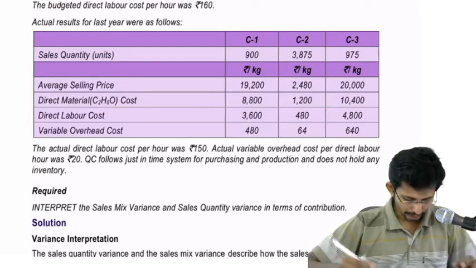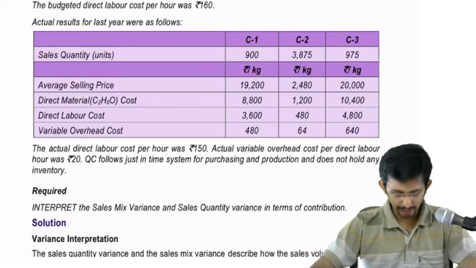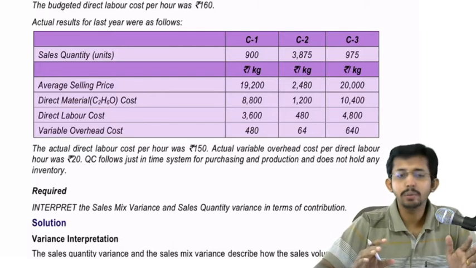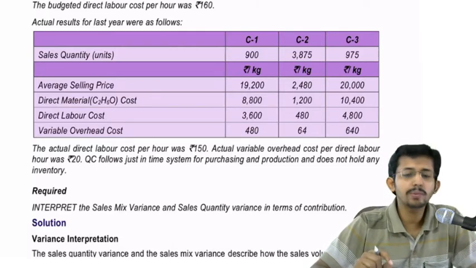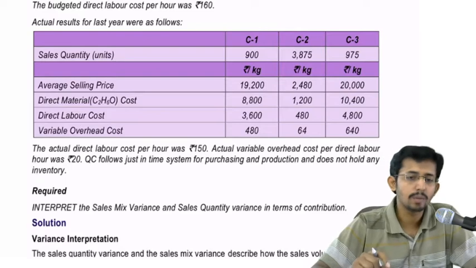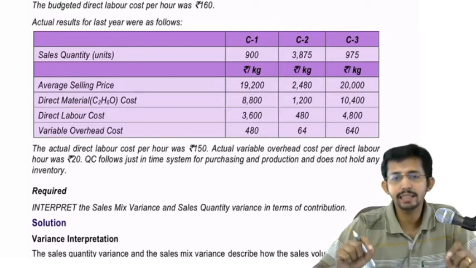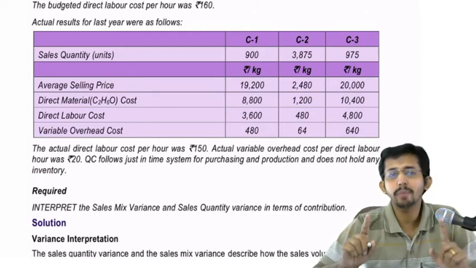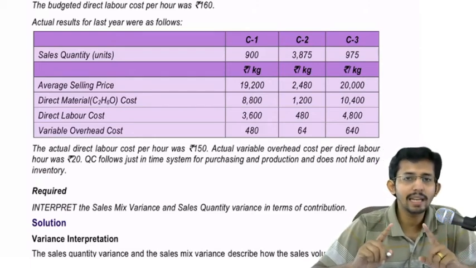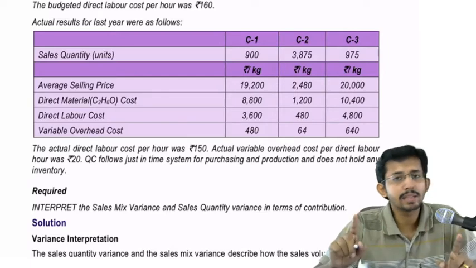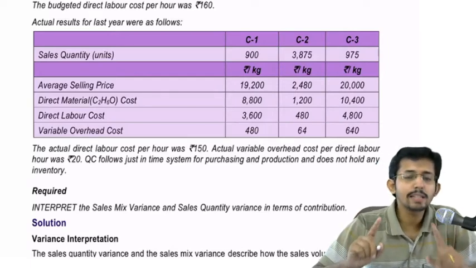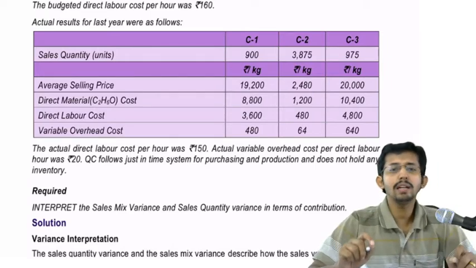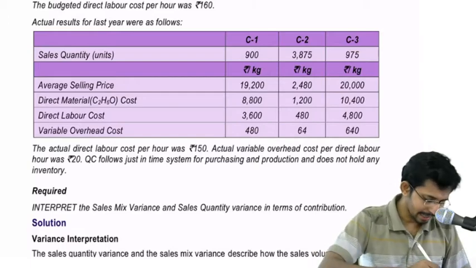Friends, now let's do a problem on sales mix variance and sales quantity variance. As I already told you in the previous session, sales mix variance and quantity variance will come only when an entity is dealing in multiple products. When there is only one product, it is a single product entity, then there won't be any sales mix variance. So sales mix variance will come only when the entity is dealing in more than one product, or multi products. So you can write a note on that.